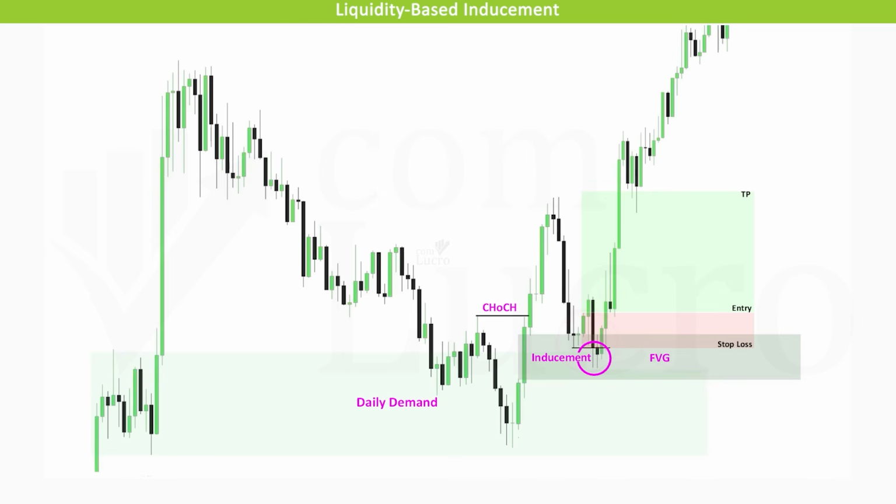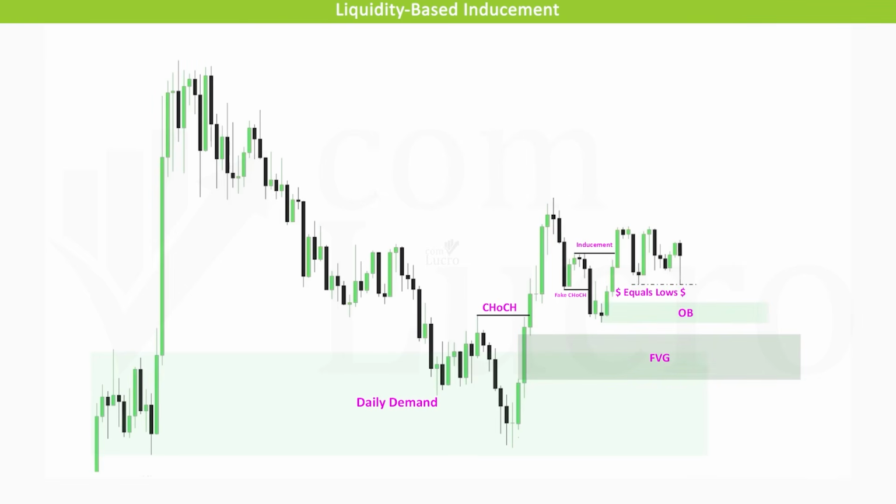At this stage, liquidity has been collected. The imbalance is filled, and the true institutional point of interest inside the fair value gap has now been mitigated. However, inducement does not always appear as clean or as simple as the previous scenario. In some cases, instead of forming a small micro low, price creates a fake change of character on its way down and builds equal lows just above a tiny, very clean order block.